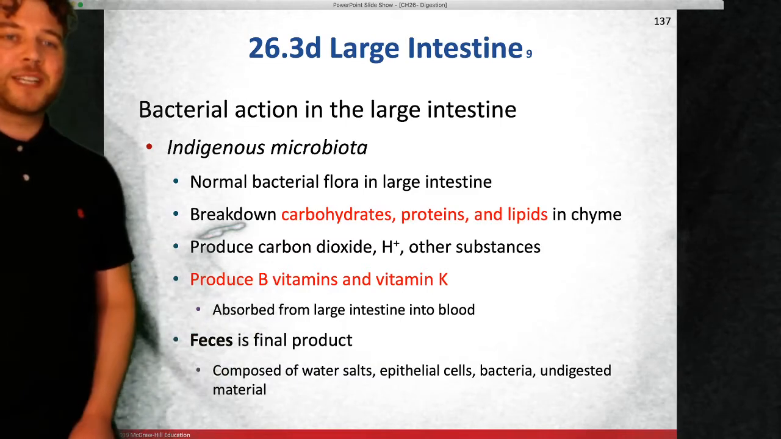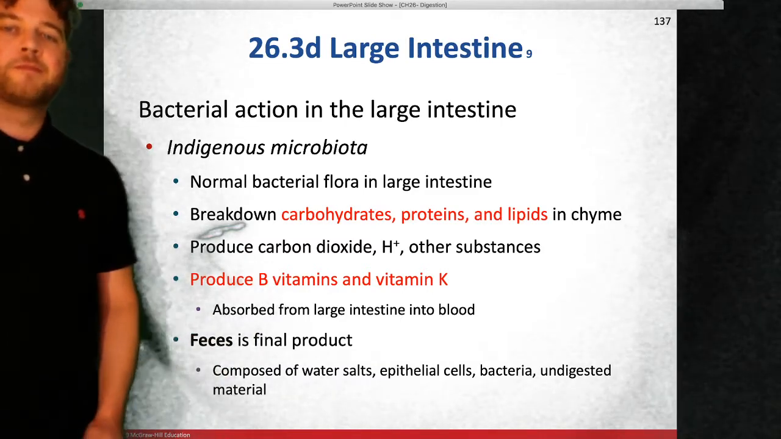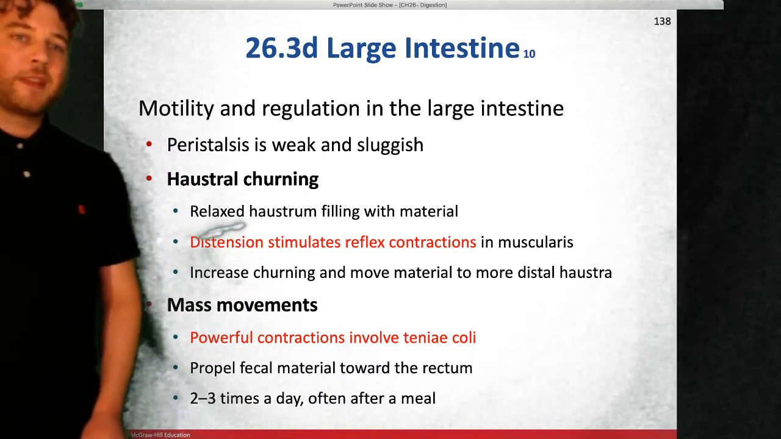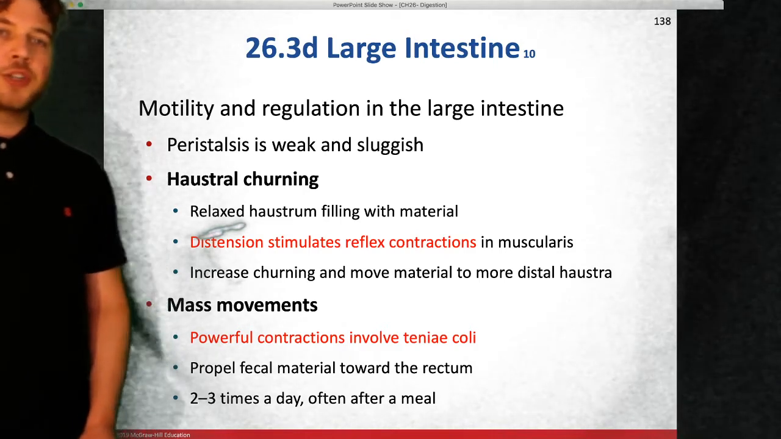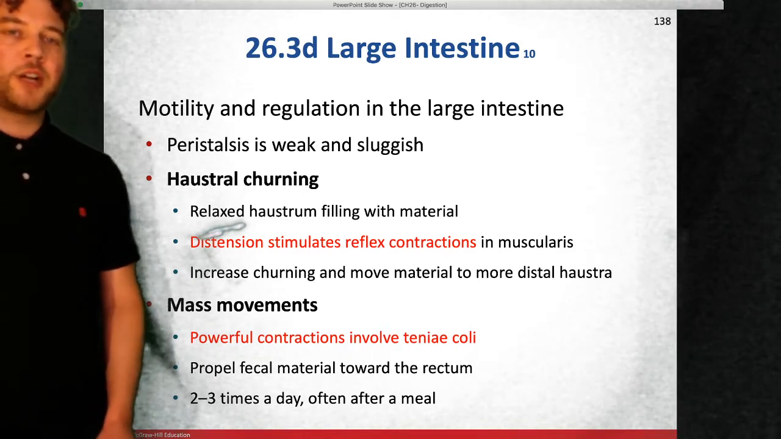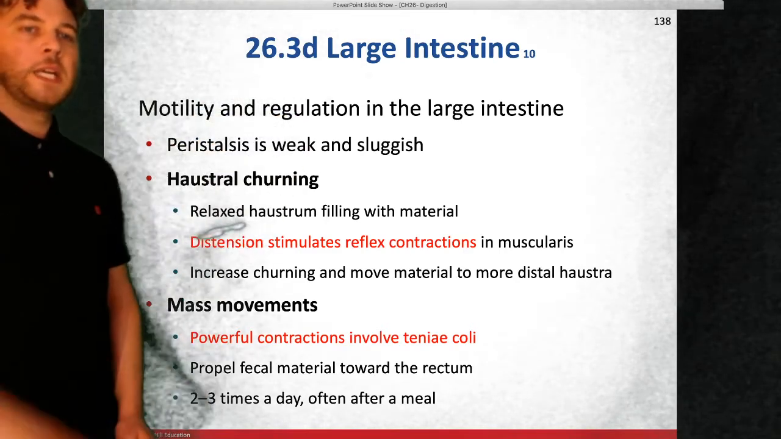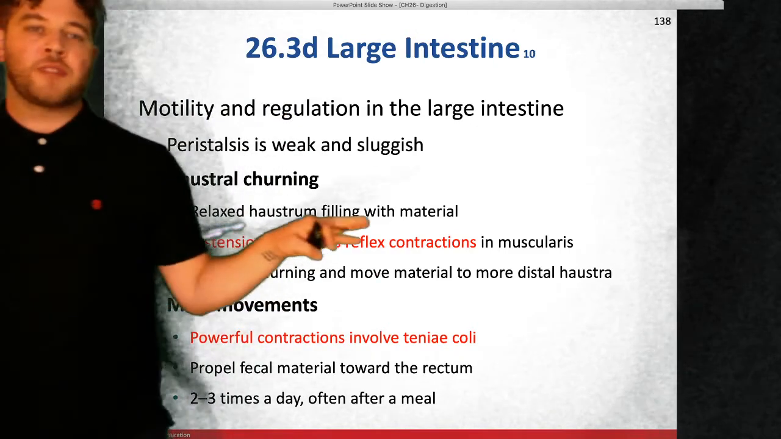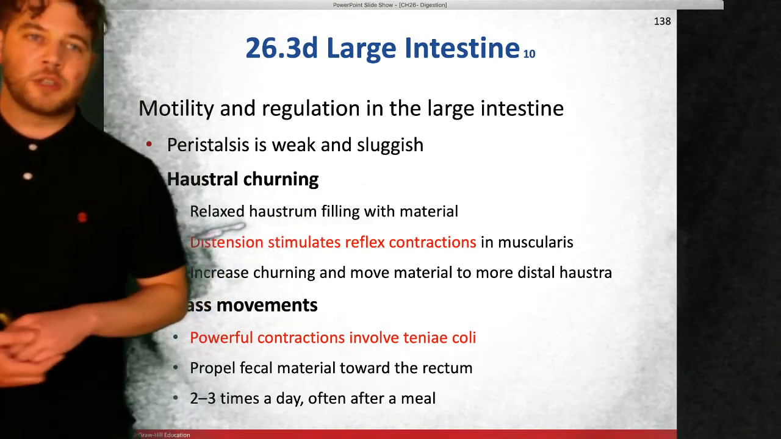Feces becomes your final product: water, salts, epithelial cells, bacteria, and undigested material. Okay, motility and regulation in the large intestine. Peristalsis is weak and sluggish here. You have what's called haustral churning. The relaxed haustrum will fill with material. Remember, the haustra are those sacs of the large intestine. The haustra relax and fill with material. This tension stimulates reflex contractions in the muscularis layer, increasing churning and moving material to more distal haustra.